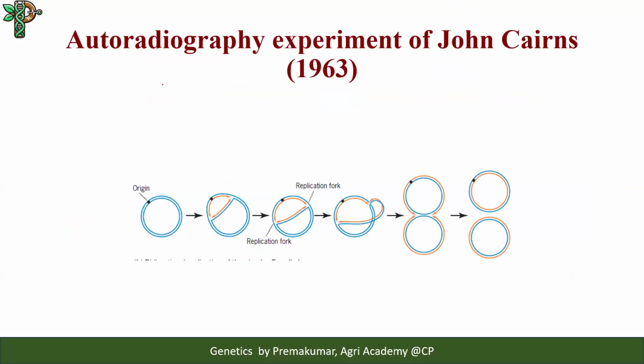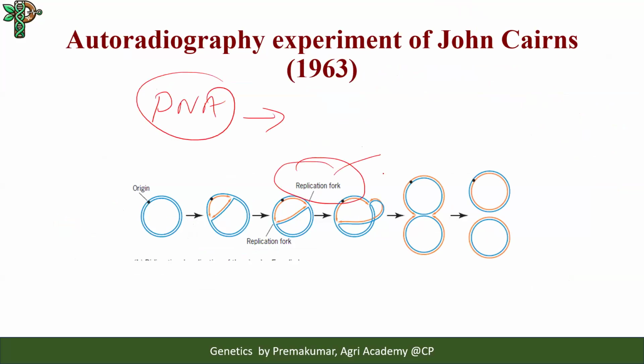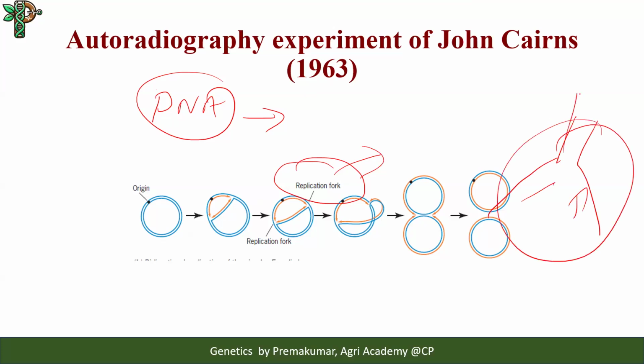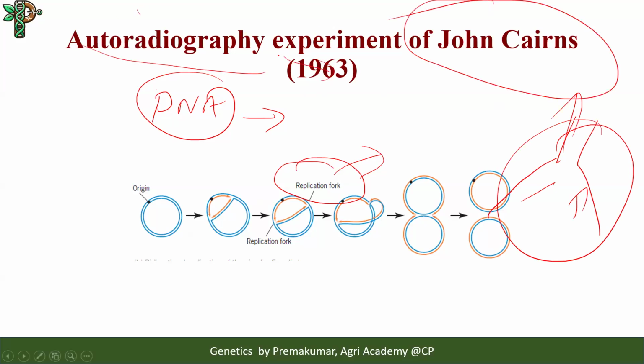Normally, during DNA replication, there is an important and unique structure called the replication fork. The replication fork forms like this, and it is bidirectional in nature. This replication fork formation was identified by John Cairns in 1963 by an autoradiography experiment.